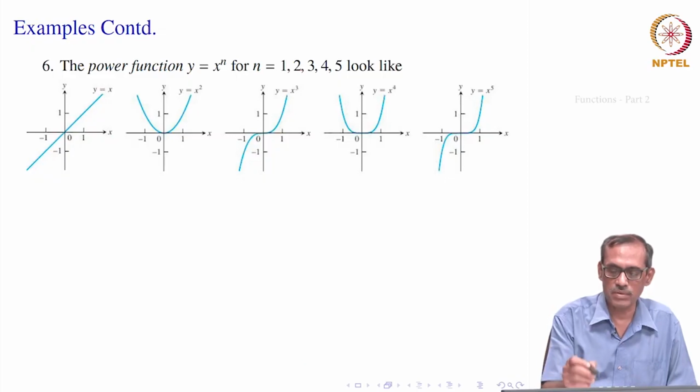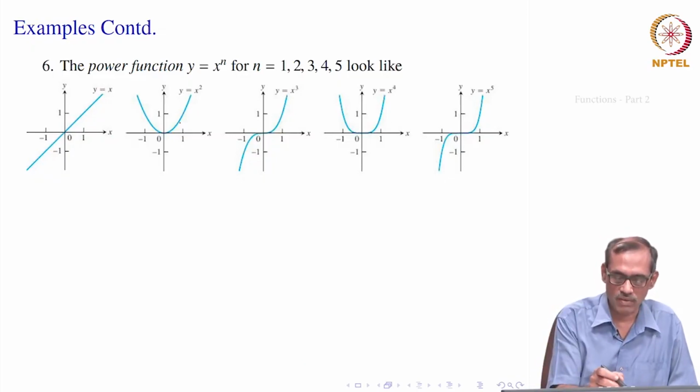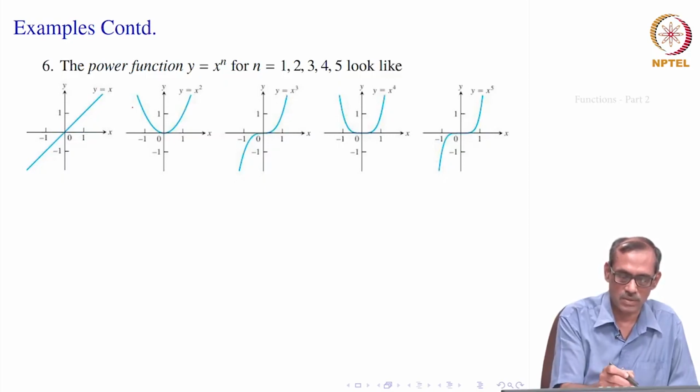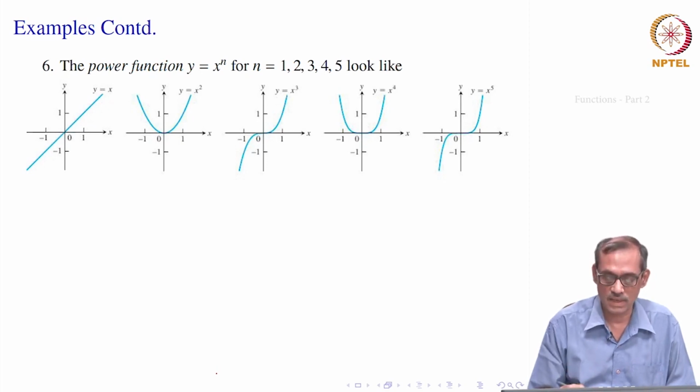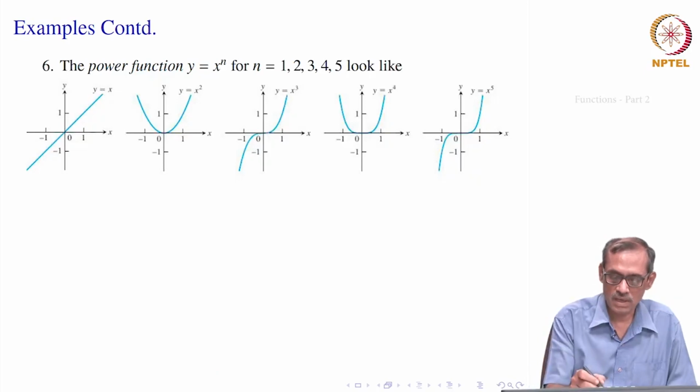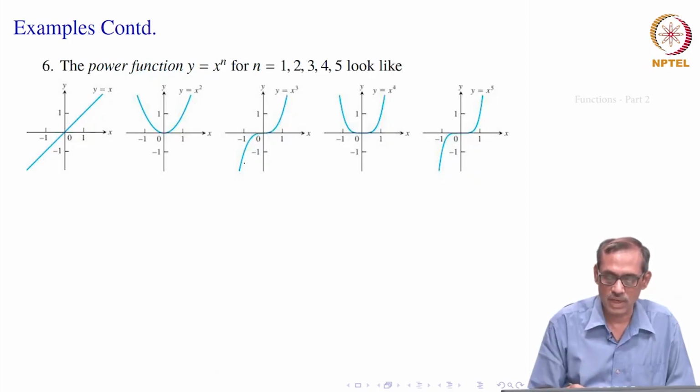When you take n equal to 2, it is y equal to x square, that is the second one, which looks like a parabola now. At 0 it is 0, at 1 it is 1, at 2 it is 4, at minus 1 it is 1, at minus 2 it is 4, and so on. It is a parabola. If you take x cubed and plot it, maybe with a graphing calculator or in the computer, you would see the graph would look like this, y equal to x cubed.